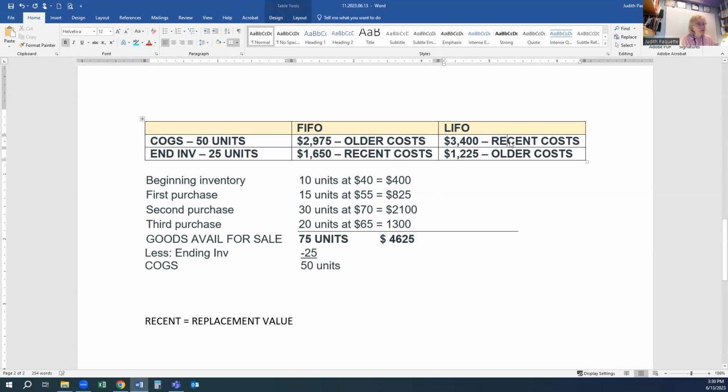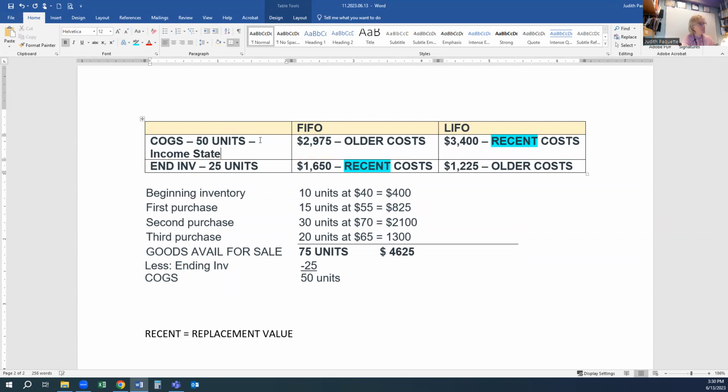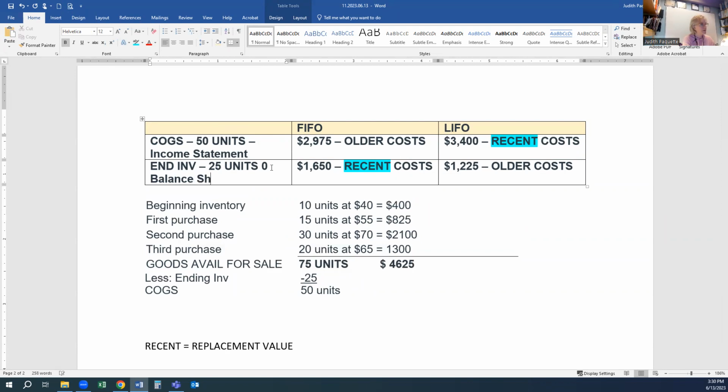So the recent costs for cost of goods sold are more representative with LIFO of what it would cost to replace it. So your future purchases are going to be in alignment with that. For FIFO, the more recent costs are with ending inventory. So cost of goods sold lives on the income statement. Ending inventory lives on the balance sheet.